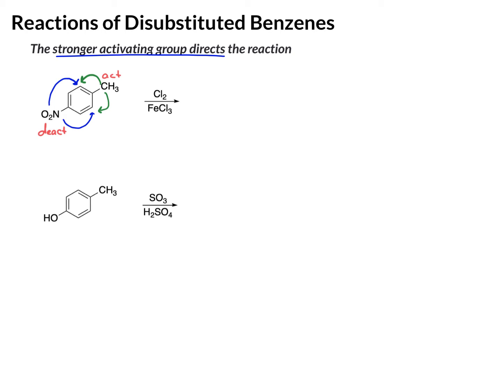But perhaps an easier way to have just done this problem would be to look at your stronger activating group, which is the methyl group, and just see where it directs to. It's going to direct the reaction, and it directs ortho to itself. So in this case, we'll draw our product. Let's put the methyl in, the nitro, and then this was a chlorination, so we'll put a chlorine ortho to the methyl group.